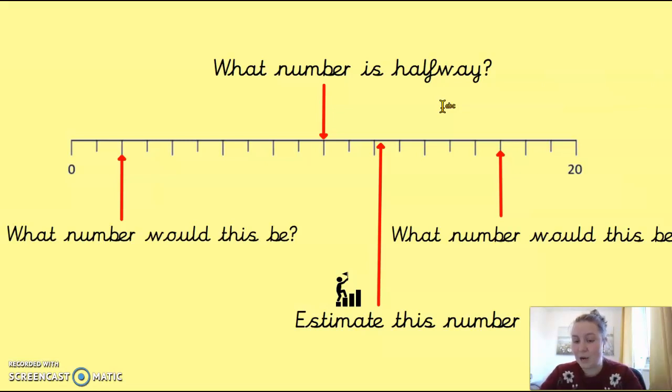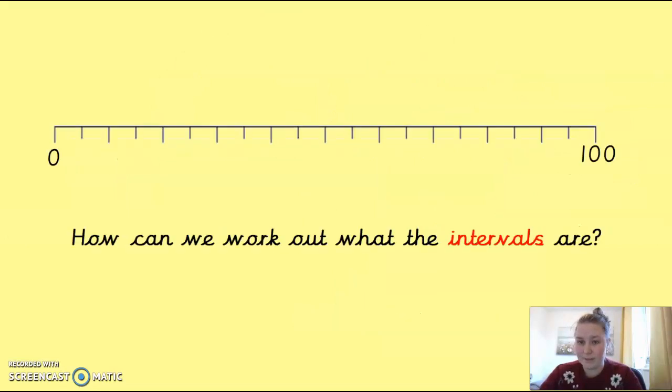Let's drill down on how we can work out what the interval is when it's trickier than going up in ones. So this is our scale here now. We've got 0 at one end and we've got 100 at the other end. Now there aren't 100 divides here. So each interval, which means each small jump, each little line on the scale, can't be 1 because we wouldn't reach 100. So how are we going to work out what the intervals are?